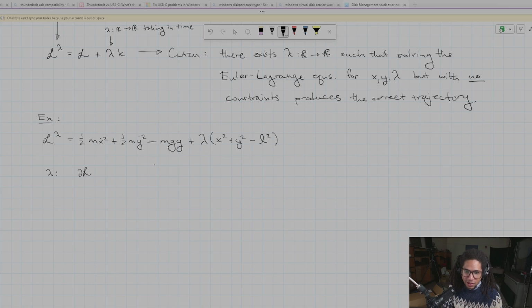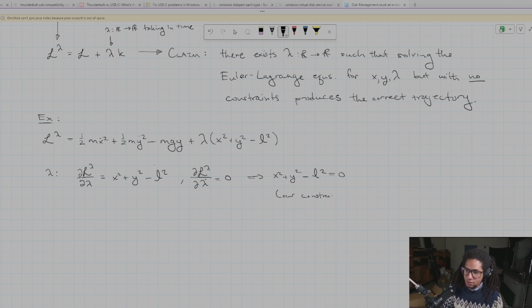In this case, we have dL lambda d lambda is equal to x squared plus y squared minus L squared. And dL lambda d lambda dot is equal to 0. So this implies that x squared plus y squared minus L squared is equal to 0. And that's exactly our constraint. Great.